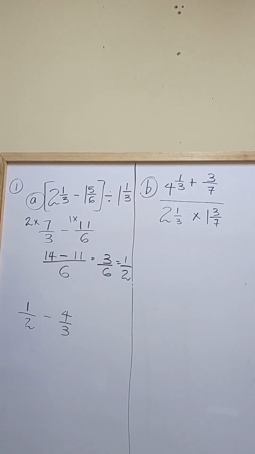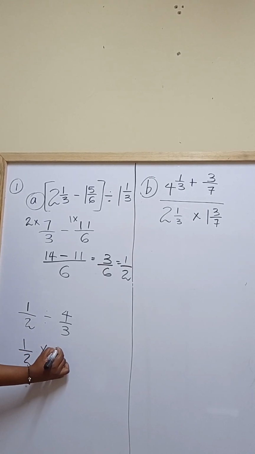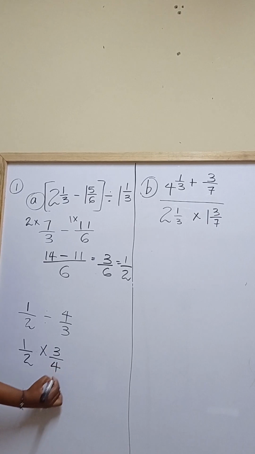Now when we divide fractions, we use the KCF method. So we keep the first fraction, change the sign to multiplication, and flip or reciprocate this second fraction. So we will get half times 3 over 4.